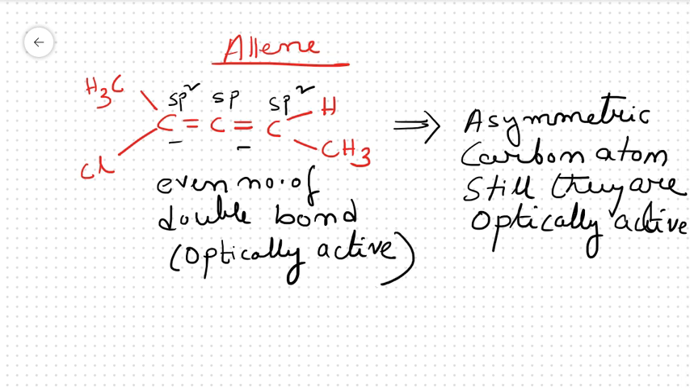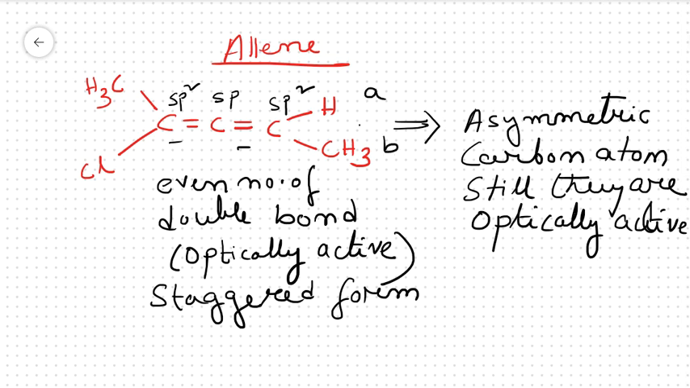Okay, and also they form a staggered conformation. Okay, staggered form. This is the staggered form. So this is A, B. If we take A not equal to B, and C, D, C not equal to D. So this is one of the criteria where these allenes form.